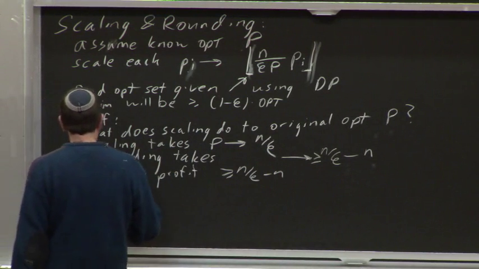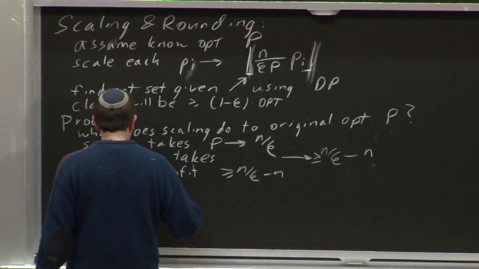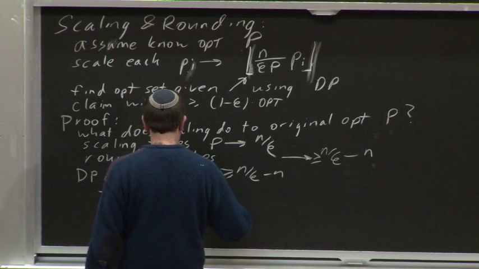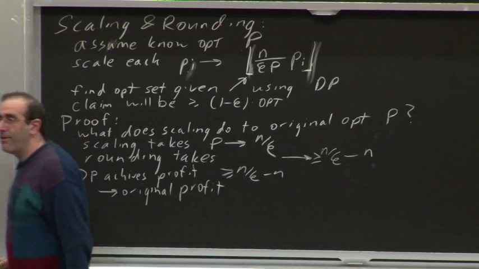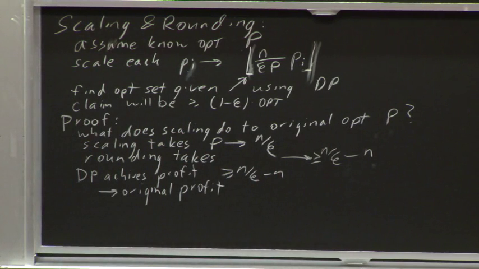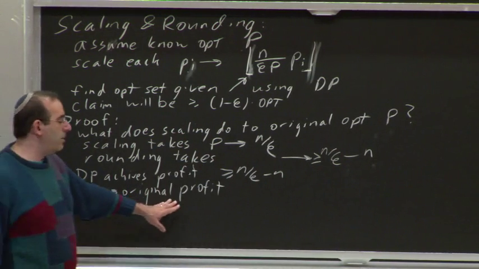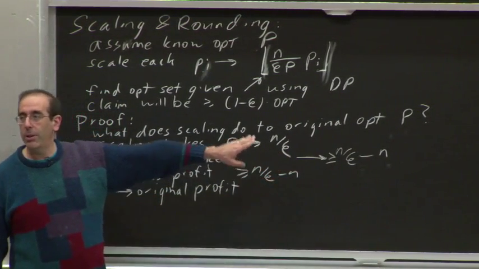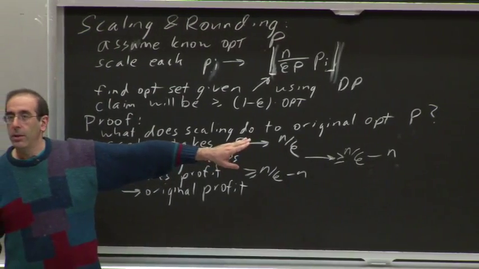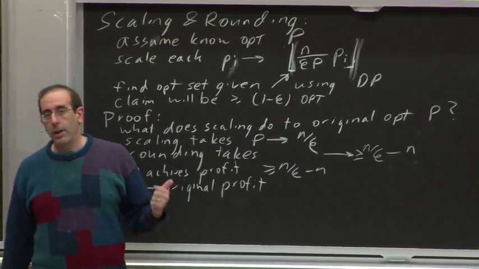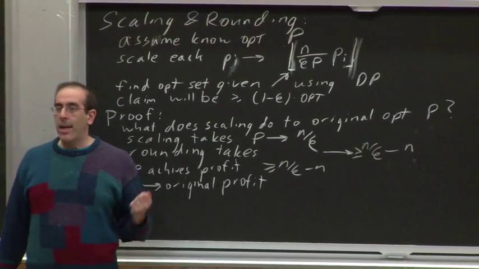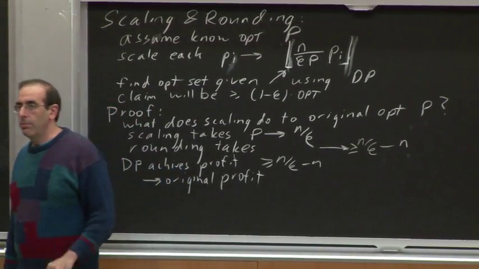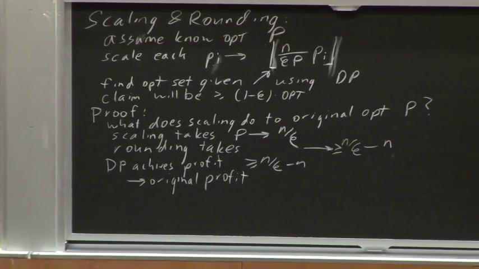Right? But that implies that the original profit of the set that I find is at least what? How do I figure out what, I find some set using this dynamic program, but this was with these scaled and rounded profits. So how do I find out what the original profit was for this set? Well, I need to unround, and I need to unscale. So what does that do to this n over epsilon minus n profit?